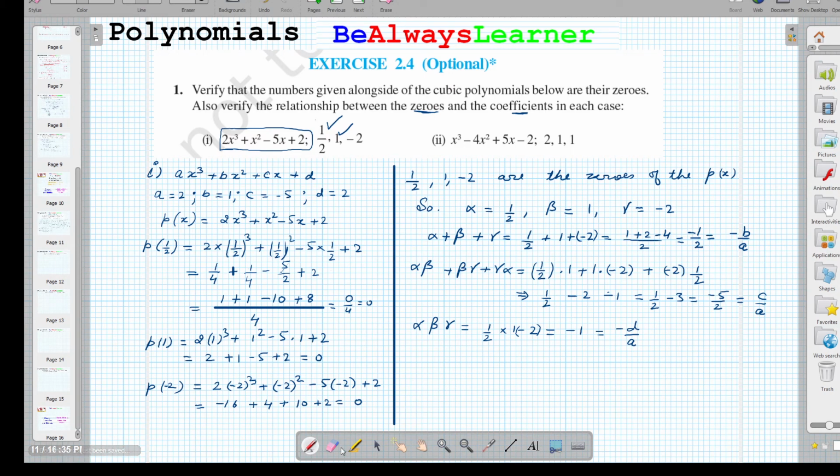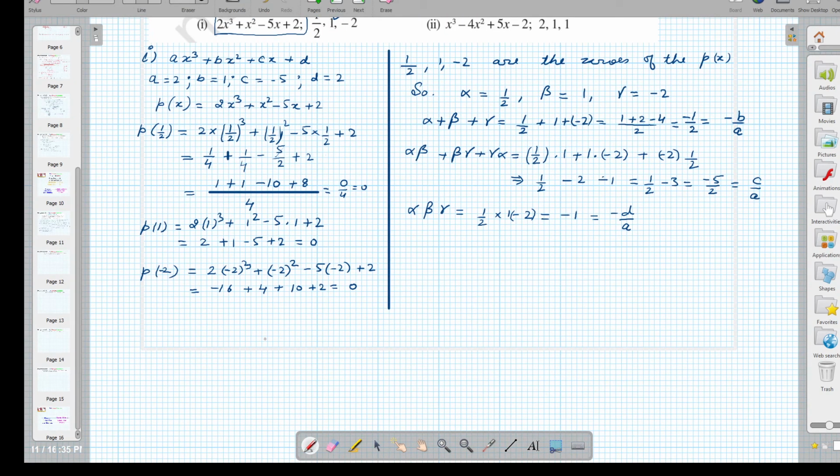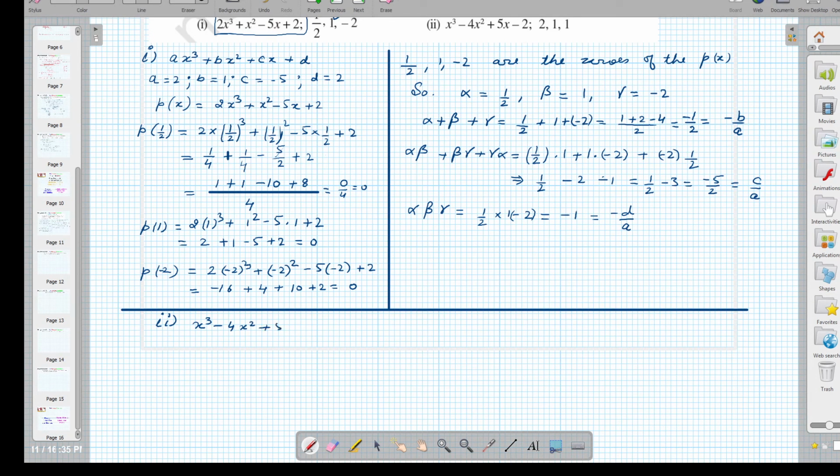Now we'll proceed further for the part 2. For the part 2, we are having here part 2. So part 2 is x cube minus 4 x square plus 5 x minus 2, that is nothing but p(x) for this part of the equation. So we have to again assume the standard equation, which is ax cube plus bx square plus cx plus d.